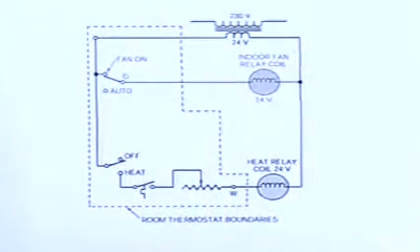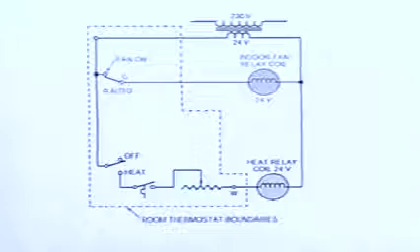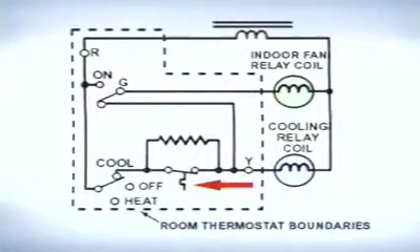The thermostat responds to changes in temperature by opening or closing sets of electrical contacts in an effort to maintain the desired temperature. A heating thermostat closes its contacts on a drop in temperature. The schematic of the heating thermostat is shown here. A cooling thermostat closes its contacts on a rise in temperature. The schematic of a cooling thermostat is shown here.